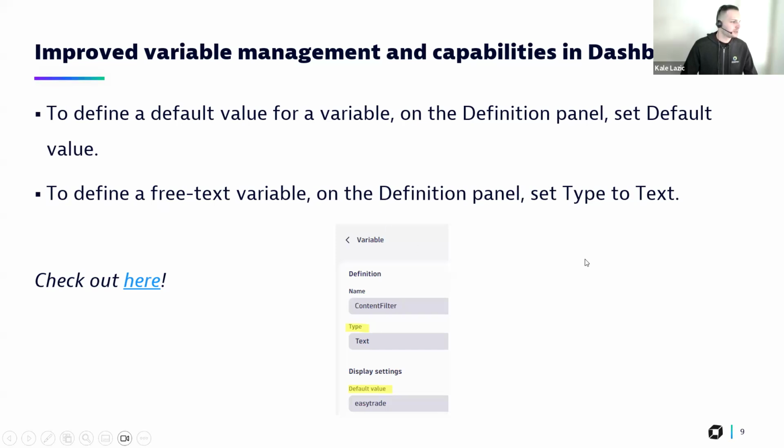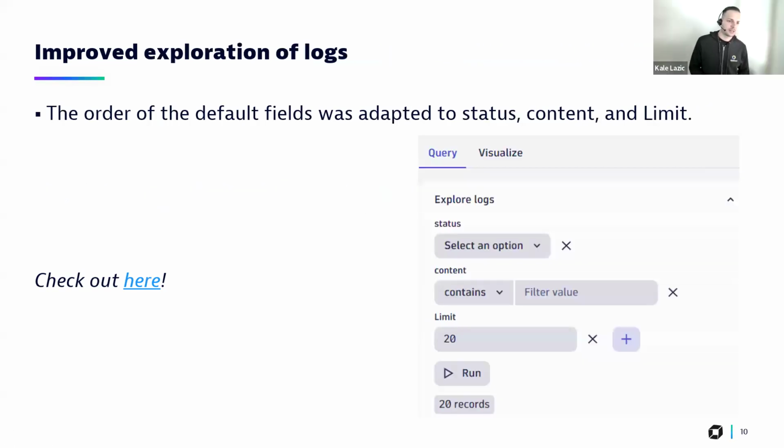Second part of this new variable management and capabilities, you can also define a default value for a variable in the definition panel, as we can see here in the screenshot below. And you can also now use free text variables. So anything you type in, you can then see that the output of the log query, for example, changes. That's nice. Then next small adaptation, the order of the default fields when you use Explore Logs was adapted to have status, content, and limit. So small adaptation.